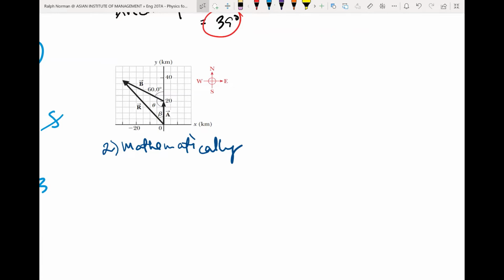We know that, let's just use the black one first. There we go. So let's recall, we have A, which is 20 kilometers due north. So let's just plot first. Let's plot A.